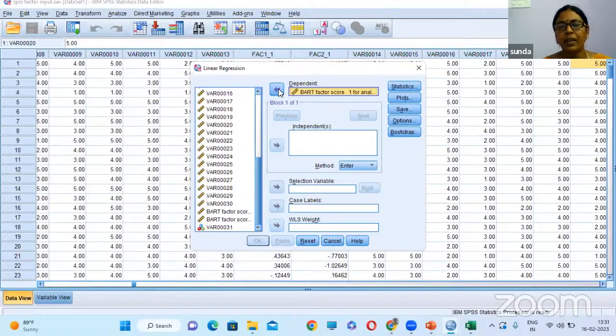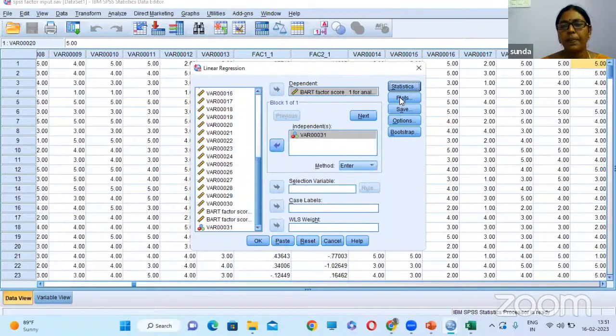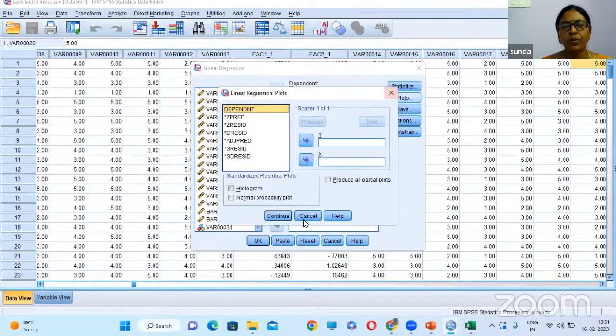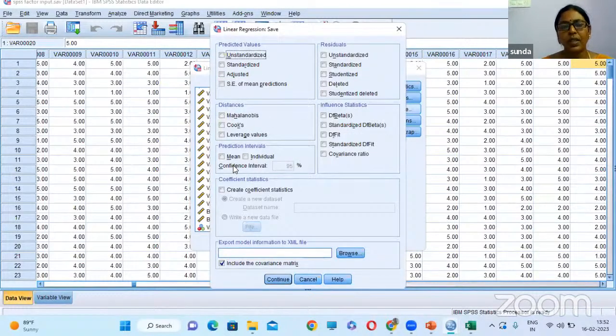While applying regression, you have to do this analysis for each and every variable separately. Okay, so this is the marital status related information. Take both the information and then go to your statistics. In statistics, you have to just click your estimates and model fit. With that, you can proceed. And then your plots, you have to choose where you want. In case you want some information, you can choose that. Otherwise, go to your save. How do you want to save the information?